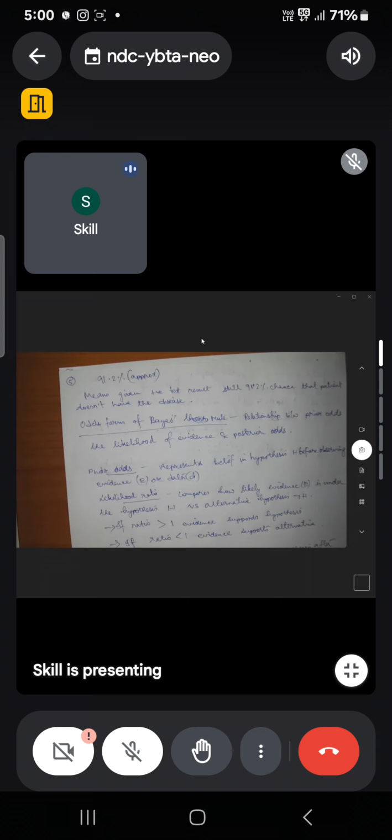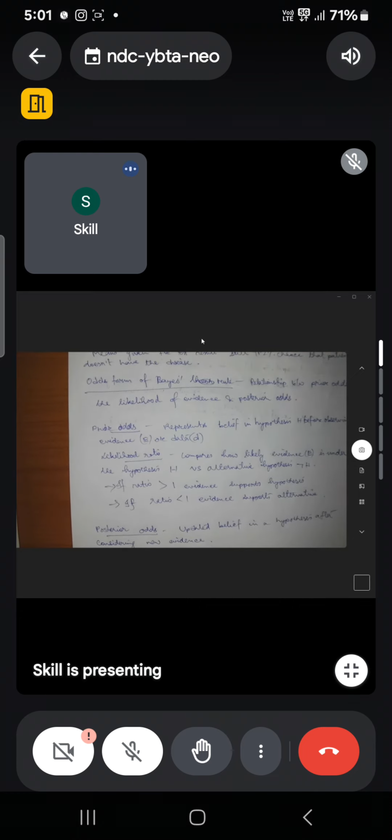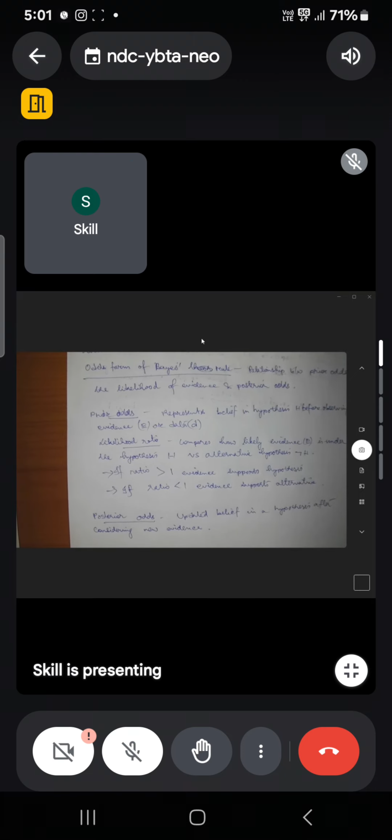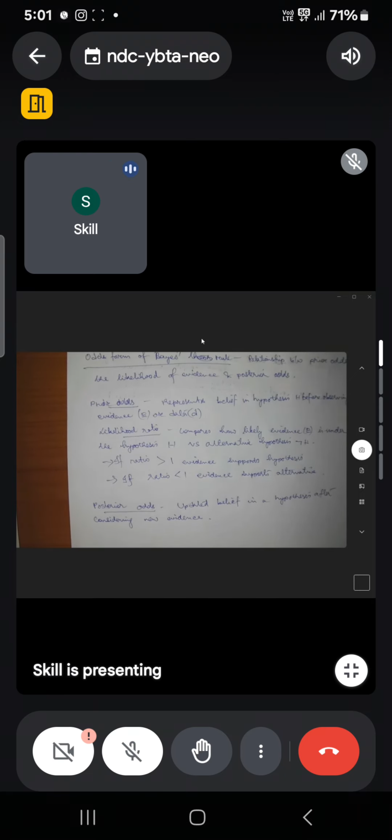Then one more form of the Bayes theorem is the odds form of Bayes theorem, or the Bayes rule, which is the relationship between prior odds, the likelihood of evidence, and posterior odds. It is the reformulation of Bayes theorem that uses odds ratio instead of probabilities. In the earlier two examples, we were using probabilities, but here we are calculating the odds ratio. What are the odds ratio? How can we calculate them? That is another formula we have. So just go through this prior odds and posterior odds.